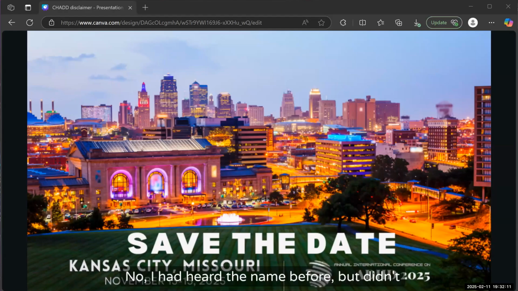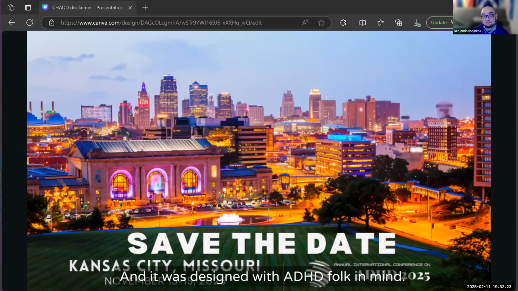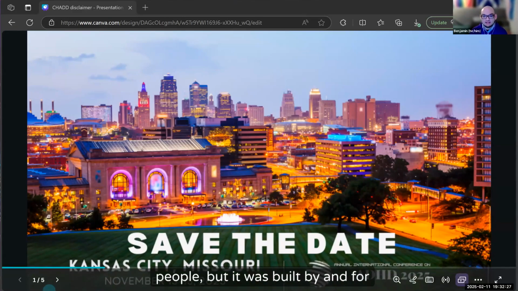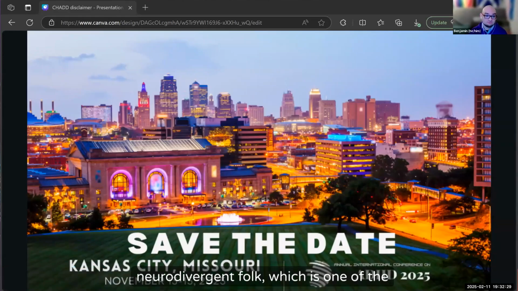No, I had heard the name before, but didn't know what it really was. And so you've shed a little bit more light onto what it is. So it was just curious. Absolutely. And it was designed with ADHD folk in mind. So again, it can be used by a lot of people, but it was built by and for neurodivergent folk, which is one of the things I like about the tool. But yeah, not readily something that would come through based on the name, though.